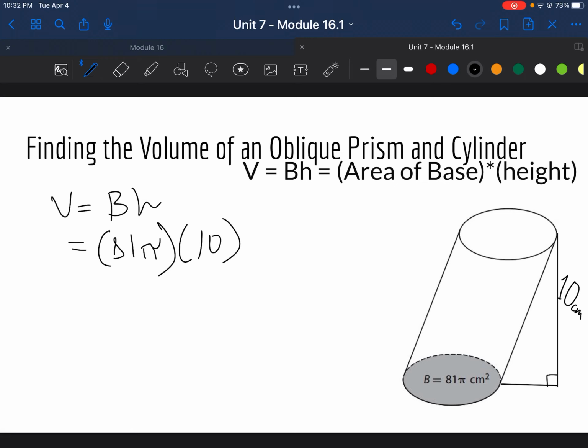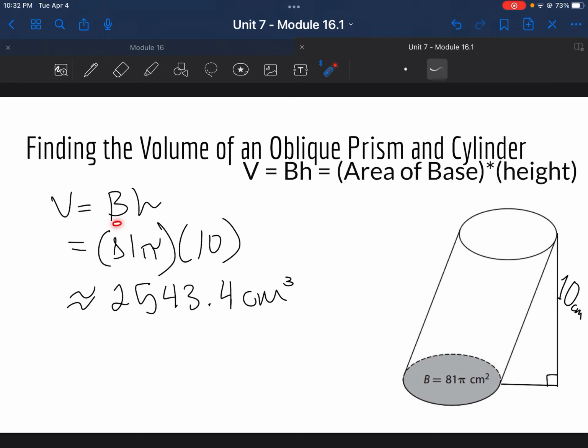I messed up. Give me a second. 3.14 times 10. So that's going to be a volume of approximately 2,543.4. Now we need our units. Since we use centimeters here, we're going to keep using centimeters. But since we're looking for the volume, we're going to put a tiny 3 on top of our unit.